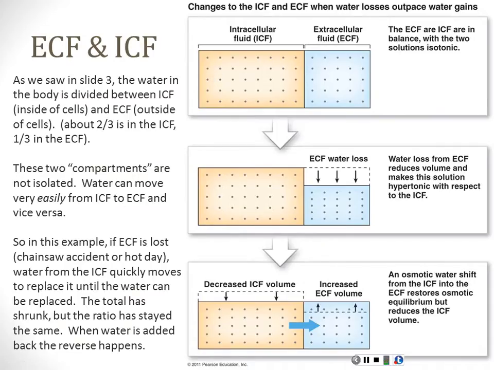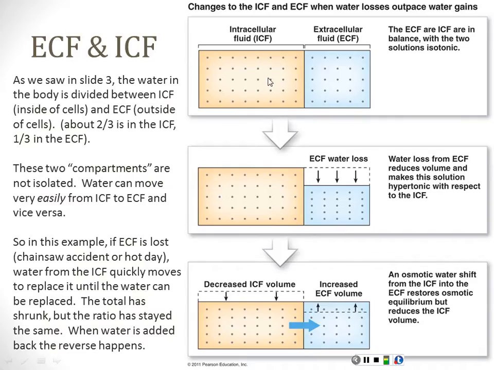where we can't get at it to sample it. Now, thankfully, our bodies make it pretty easy to tell what's happening inside of cells by looking at the fluid outside of cells, because things are being exchanged all the time from inside of cells to outside. All right. So this is giving you an example of how water readily moves between these two compartments, from inside of cells to outside and vice versa.